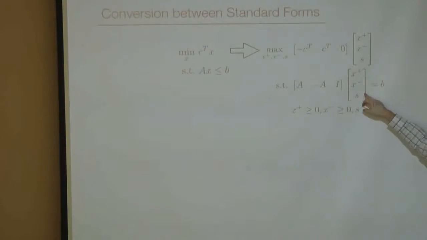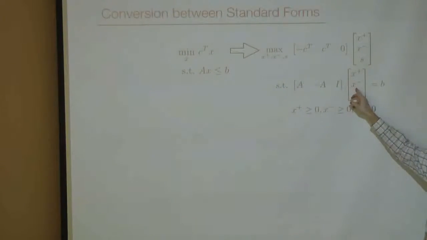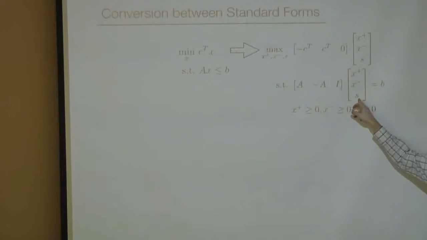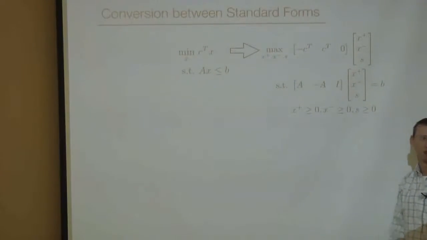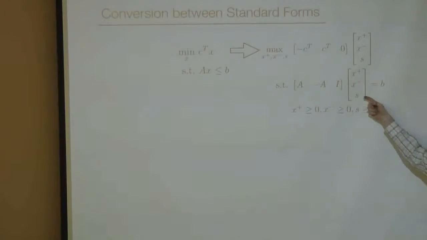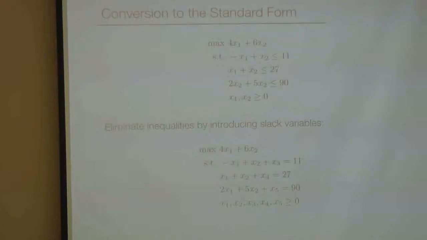And here, notice that what we get is A times x plus minus A times x minus, which is exactly A times x, plus identity matrix times s equal to b. So that's exactly what the inequality constraint is, converted to equalities by using slack variables. And all variables here are non-negative. So let me give you an example of how that works. You can look at the bottom part, but I would rather that you know how to convert the stuff.